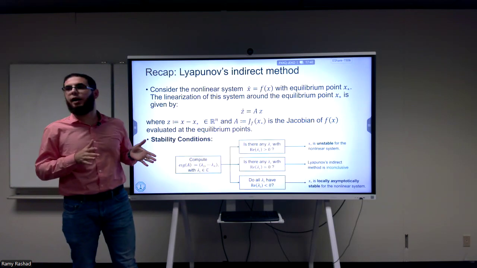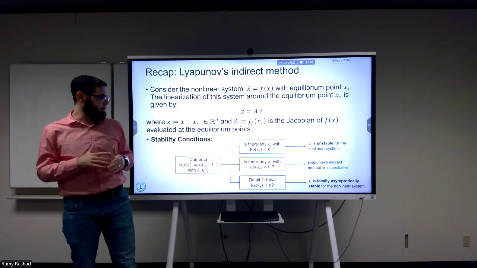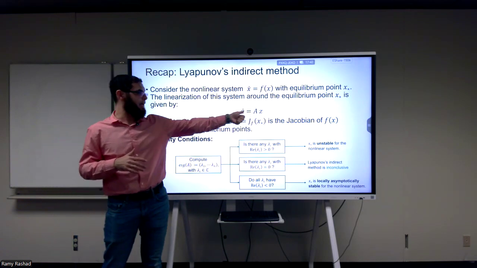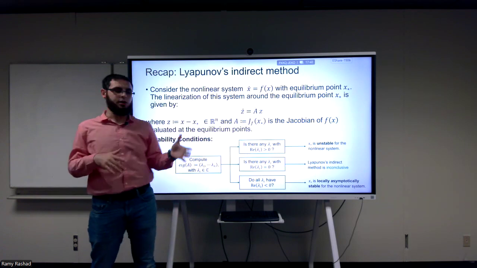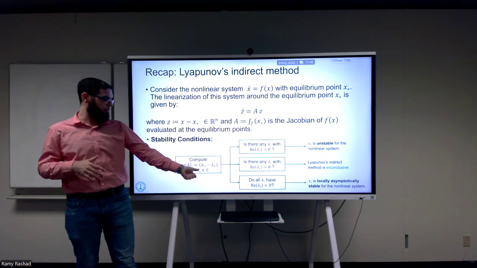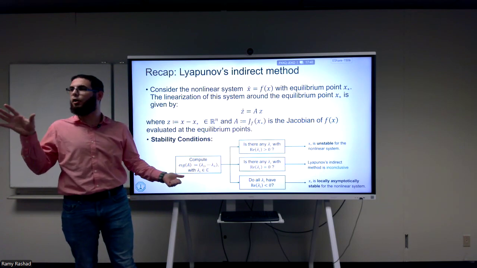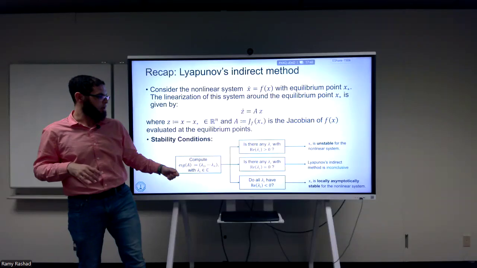And Lyapunov's indirect method, or the linearization method, is very simple. You compute the eigenvalues. A here will be an n by n matrix, so you're going to have n eigenvalues. Each one of them is a complex number, and you take a look at the real part. Only from the real part can you deduce the stability.